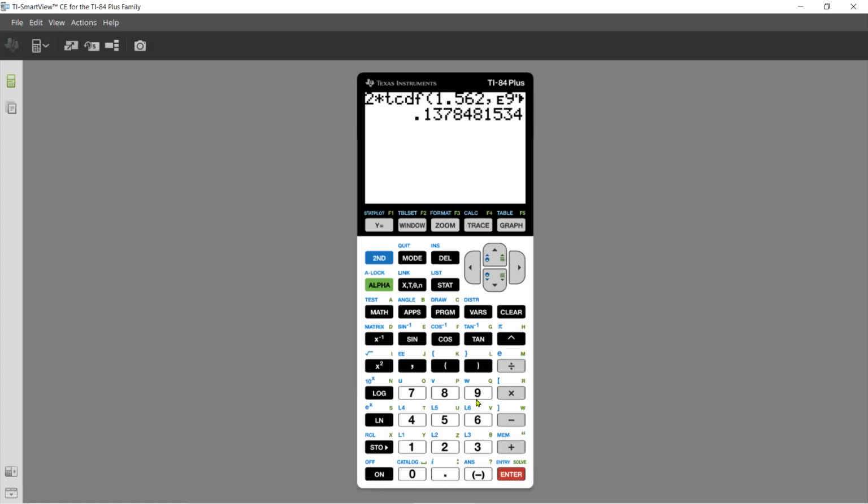Six, 2, 9, 17. Oh, 16. 16 is my DF is 16. 0.138. 7 or 138. Yeah, if you round it, it's 138. Very good. Okay. Good news now is we get to do hypothesis testing.